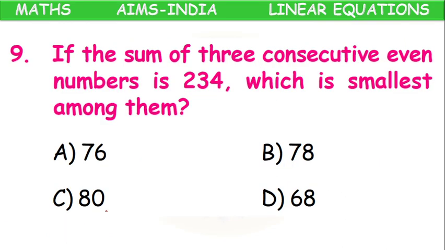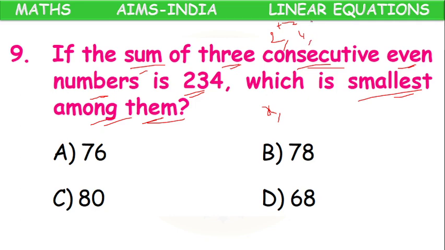Next, children. If the sum of 3 consecutive even numbers is 234, what is the smallest among them? So the sum of 3 consecutive even numbers. We can take it in 2 ways. Suppose 2 is an even number; if we add 2, it will become 4. For 4, if we add 2, it will become 6. These three are consecutive even numbers.